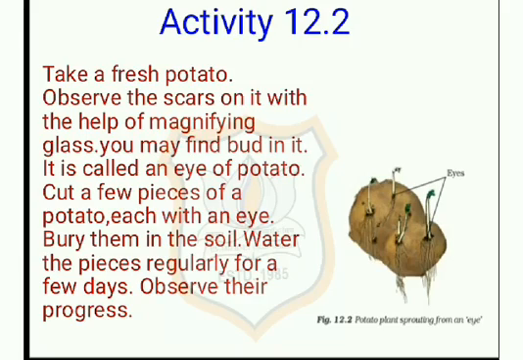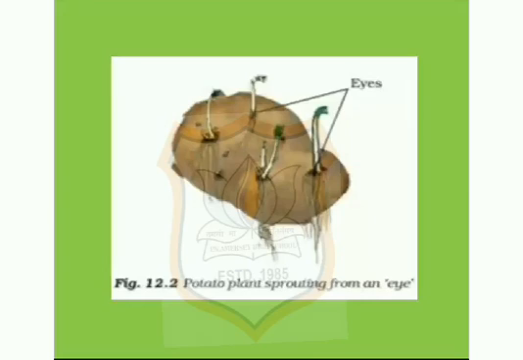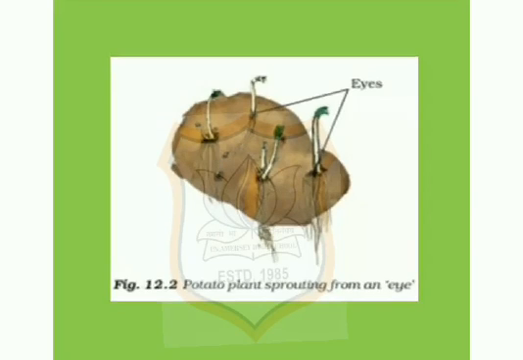Cut a few pieces of a potato, each with an eye. Bury them in the soil. Water the pieces regularly for a few days. Observe their progress. Students, you will observe that a sprouting plant can be seen from the eye of a potato. So we conclude that a new plant is produced from bud by vegetative reproduction.